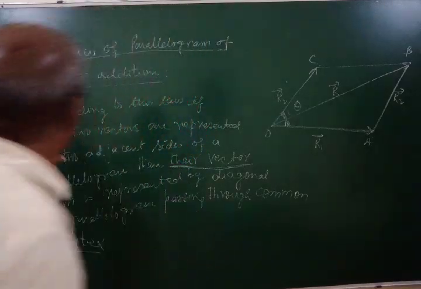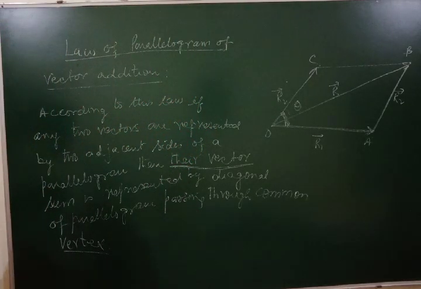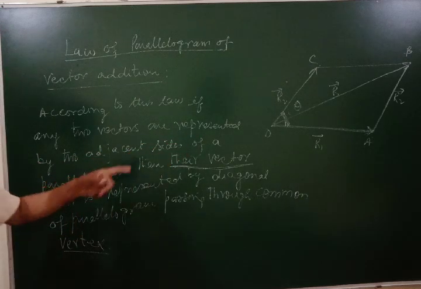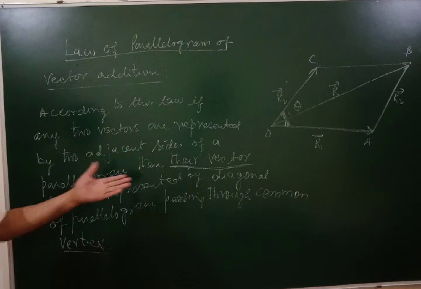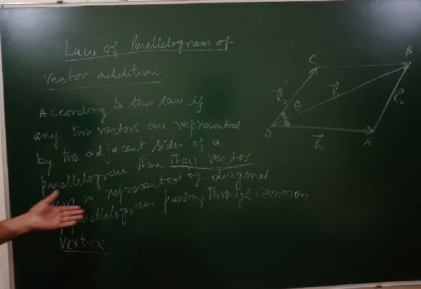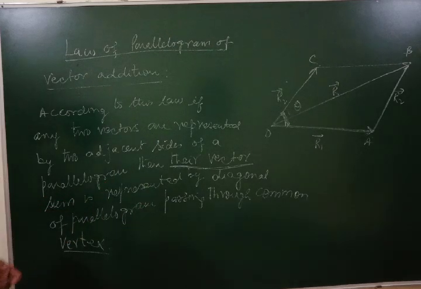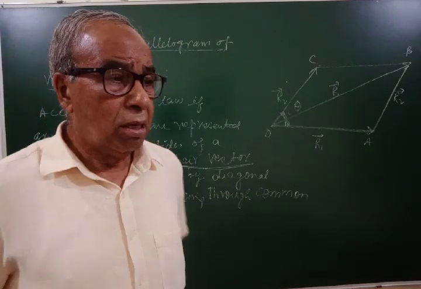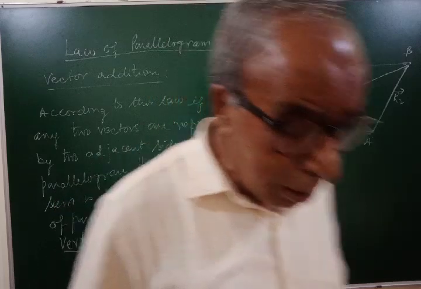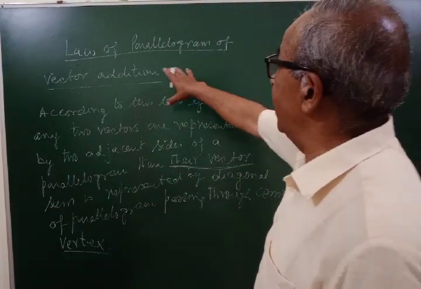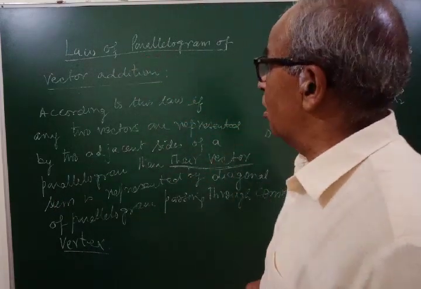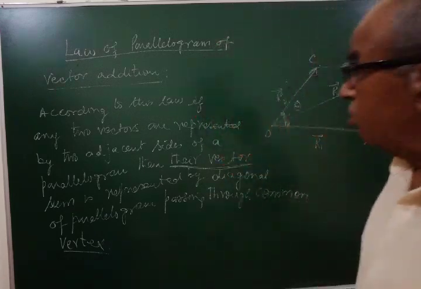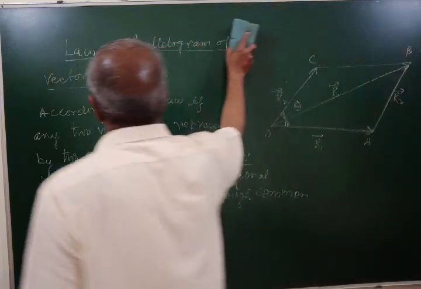We should write here: according to this law, if any two vectors are represented by two adjacent sides of a parallelogram, then their vector sum is represented by the diagonal passing through the common vertex. Don't write here their resultant. Resultant means what operation has been done. Simply the heading is law of parallelogram of vector addition. So it will help you in learning physics later.